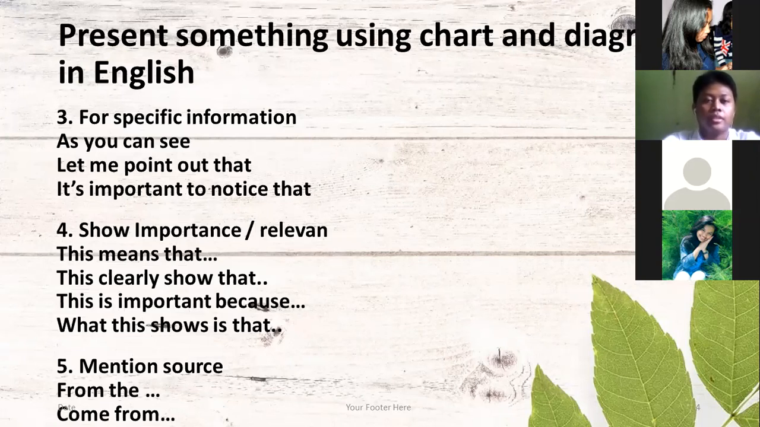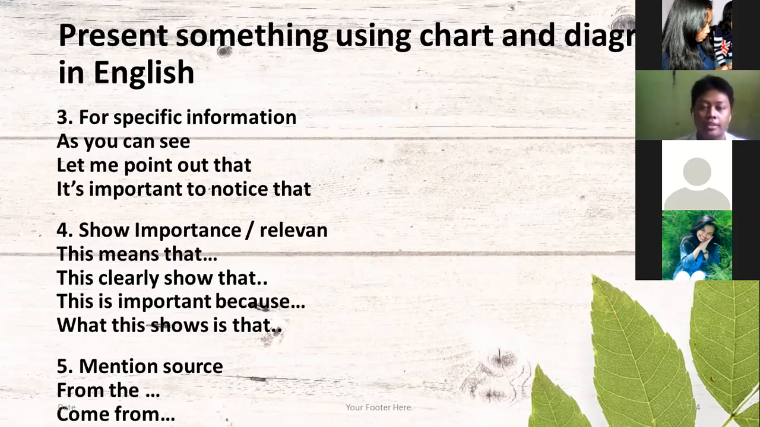Okay, thank you. We are going to the next phrases that we can use in a presentation. In this part, we are going to give some phrases for specific information, for showing important or relevant data, and for mentioning sources. Okay, the first one is about specific information. Here we have three phrases that you can use if you want to give some specific information.